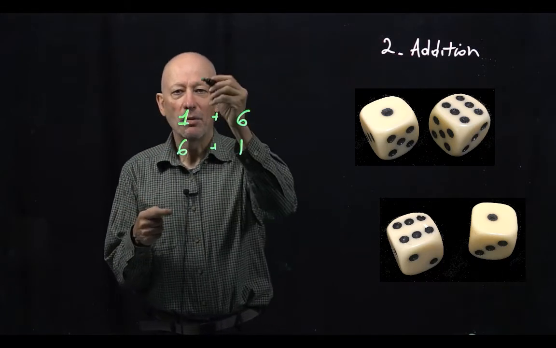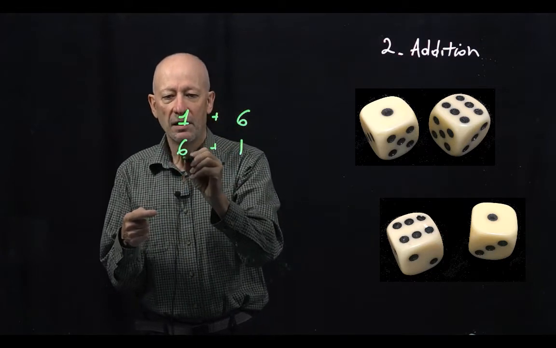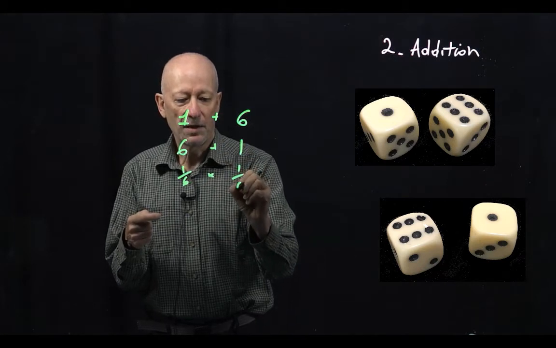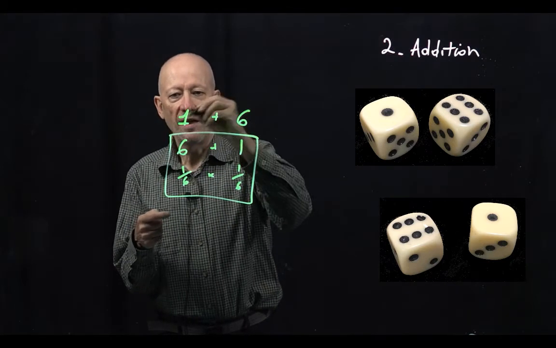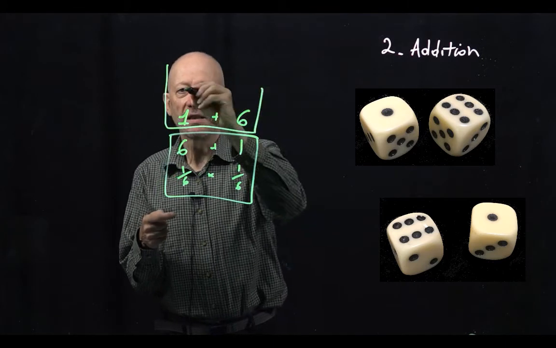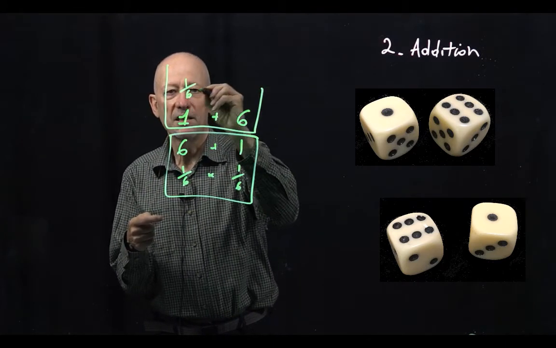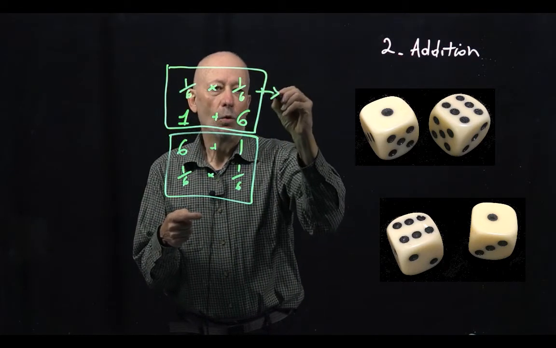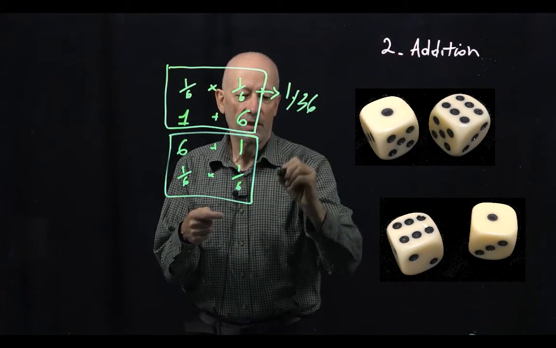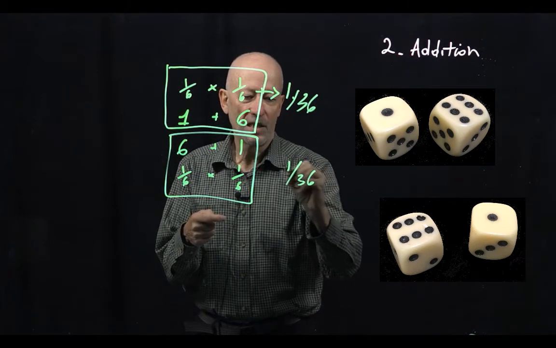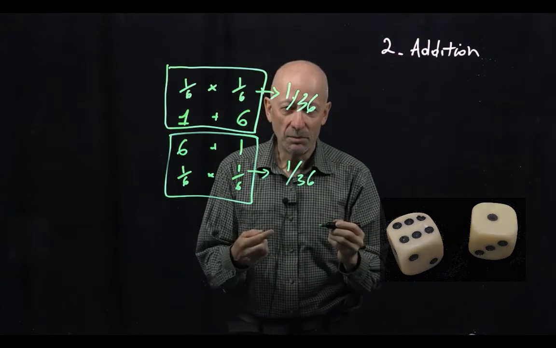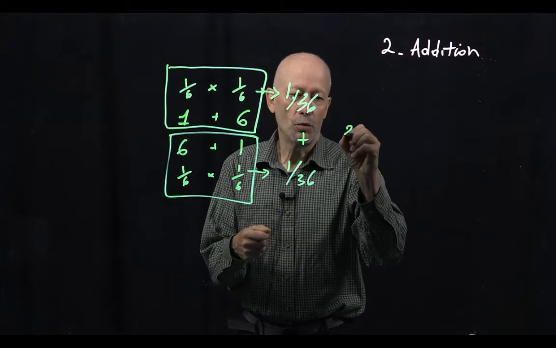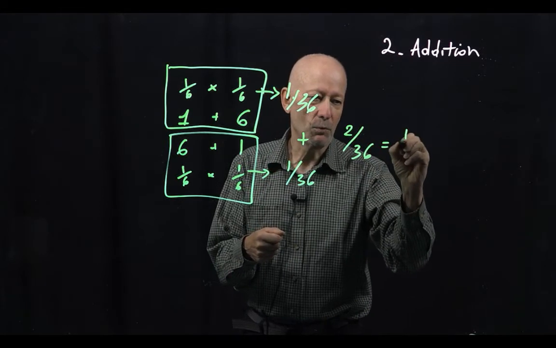So I can calculate the probability of this. This one is 1 out of 6 times 1 out of 6. This is for this particular event. And for this one, I get exactly the same probabilities. 1 out of 6 times 1 out of 6. This is 1 out of 36. This is also 1 out of 36. I have to add them because both of them will give me the result I want, and that addition will give me 2 out of 36, which I know is also equal to 1 out of 18.